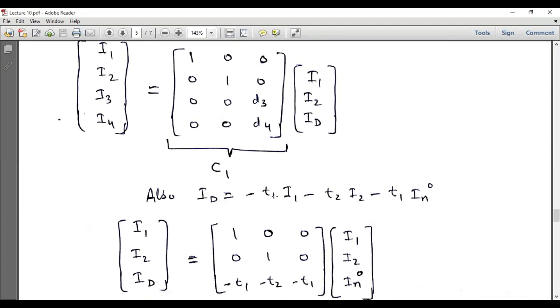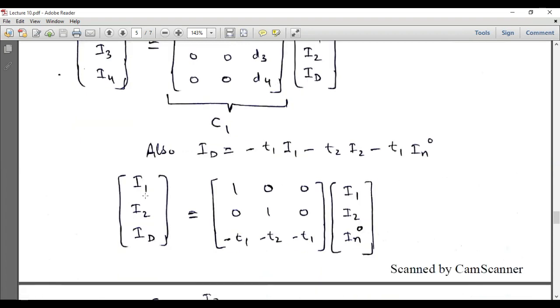And we also know that ID is equal to minus T1 I1 minus T2 I2 minus T1 IN naught. So we can express I1, I2, and ID in terms of I1, I2, and IN naught. So we will have a new column vector that will be I1, I2, and IN naught over here. Since I1 and I2 are present at both sides of this matrix, I1 is equal to I1, I2 is equal to I2, this will be 1, and ID is equal to minus T1 minus T2 minus T1, and I1, I2, and IN naught will be present over here.